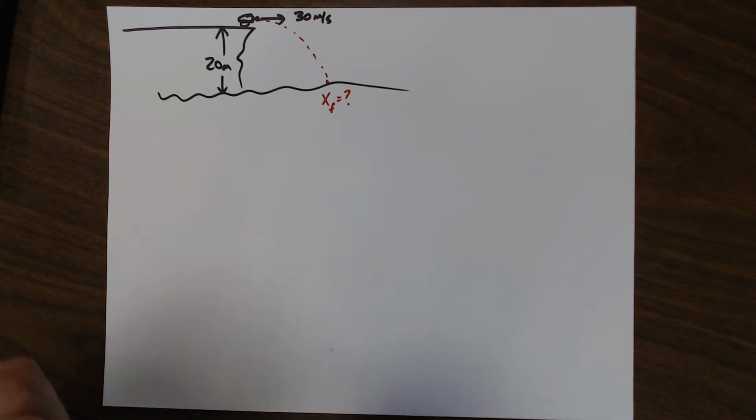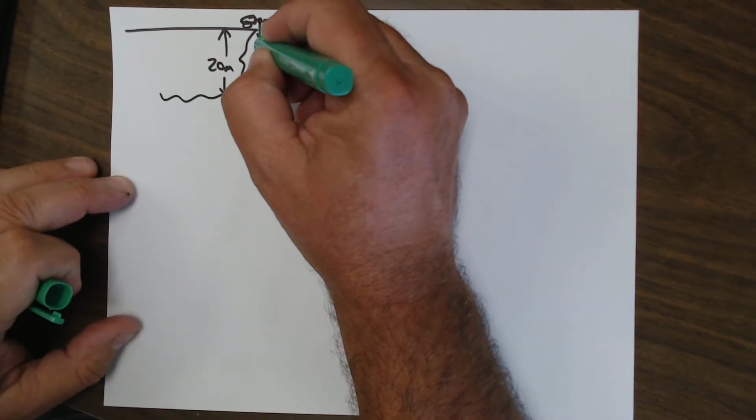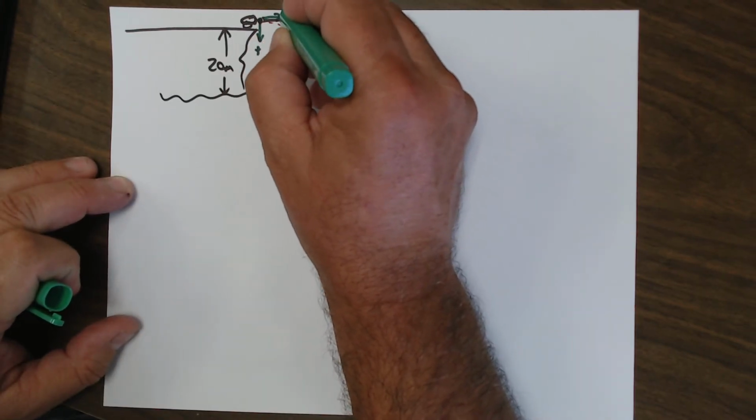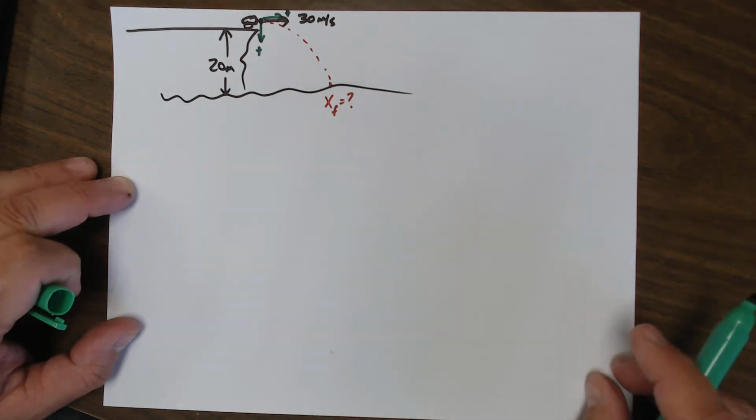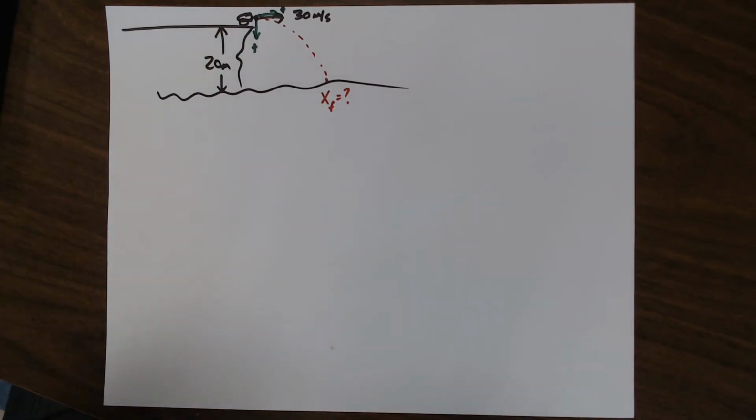Now, in order to figure that out, I first need to choose a coordinate system. And I'm going to choose the origin to be where the cannonball is launched from. And I'm going to choose the positive directions to be down and to the right. I'm allowed to choose any coordinate system I want. That's my choice. And now we need to fill out the list of knowns and unknowns.